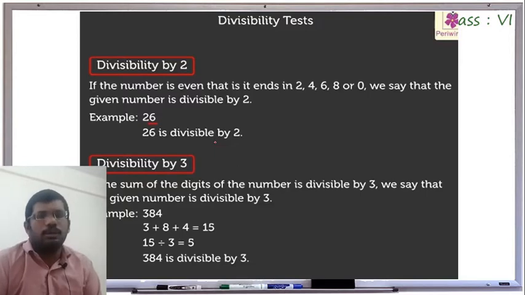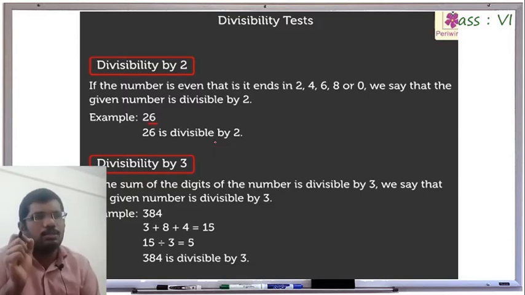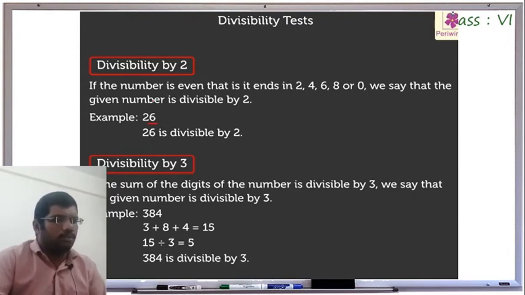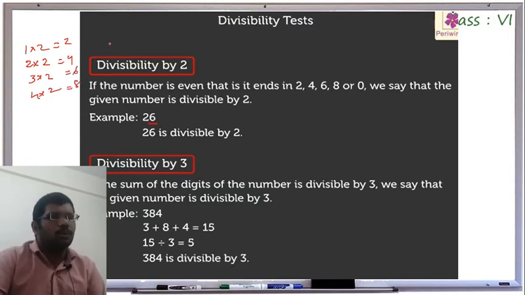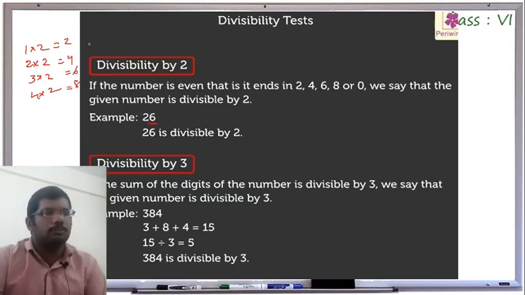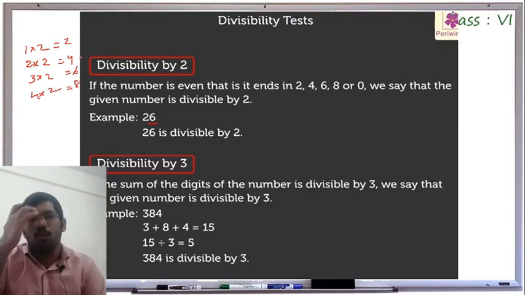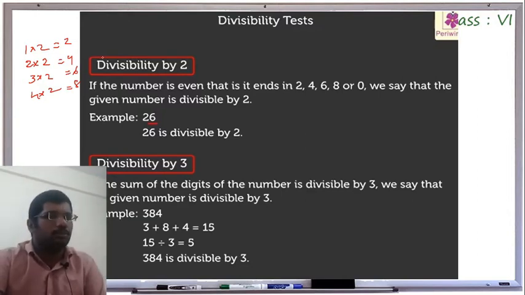First of all, divisibility by 2. For example, look at the table of 2: 1 into 2, 2 into 2, 3 into 2, 4 into 2. All are even numbers, right? So all even numbers are divisible by 2.